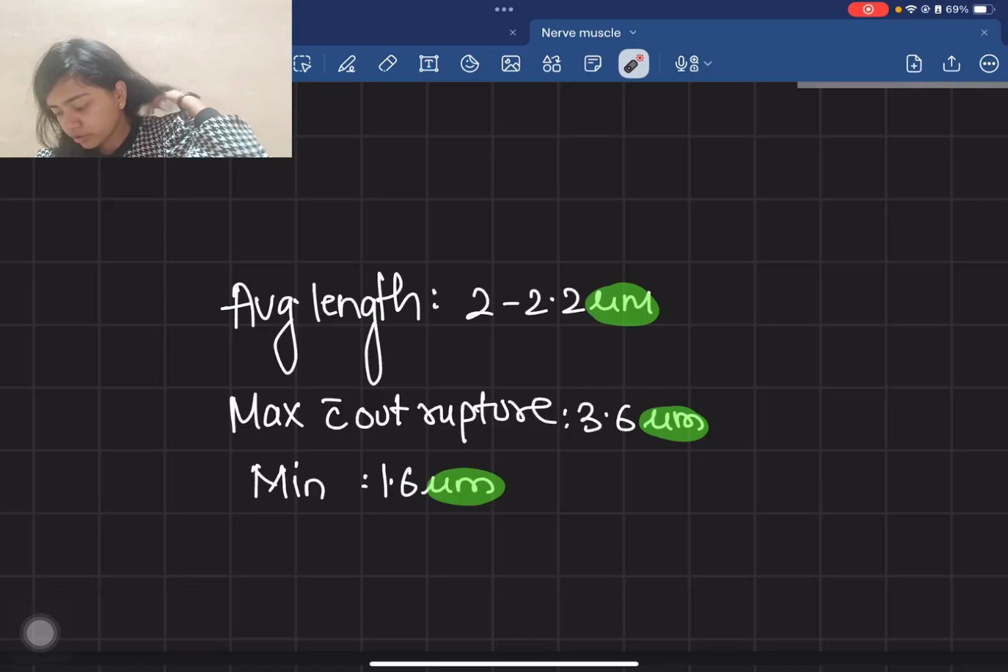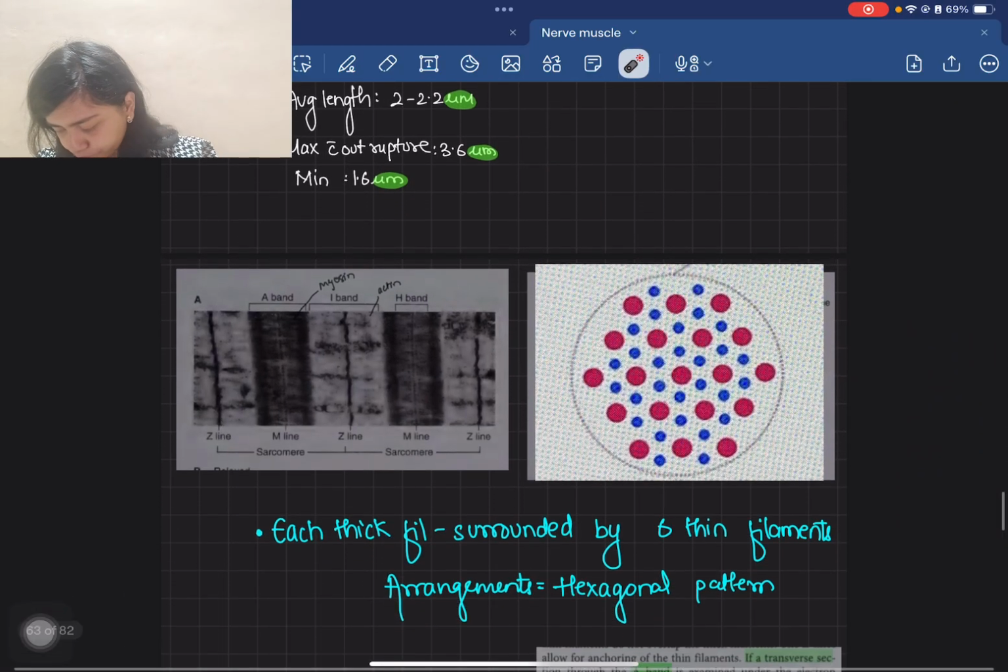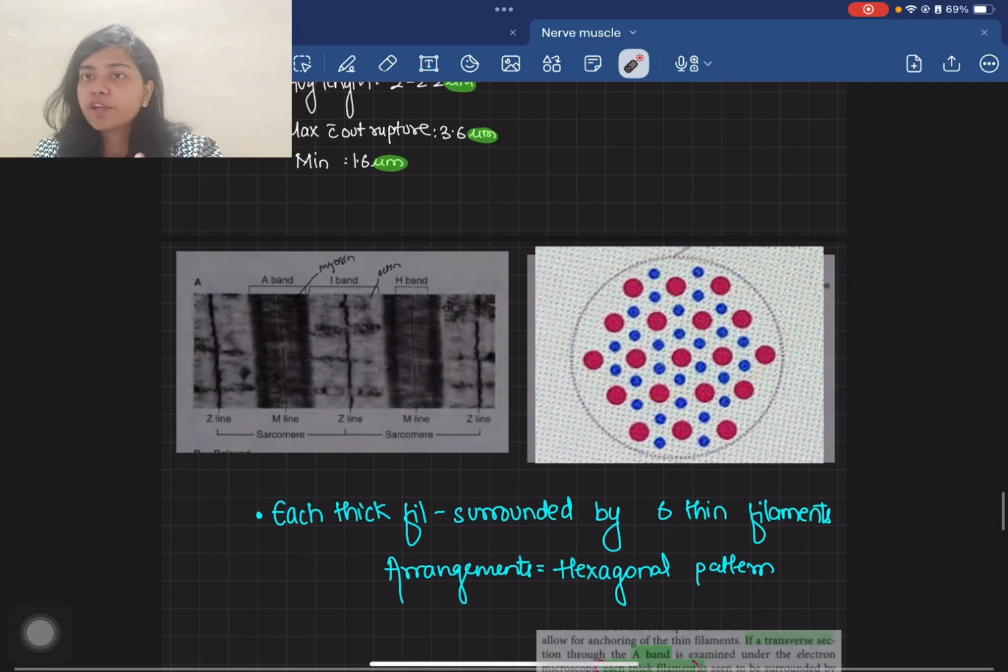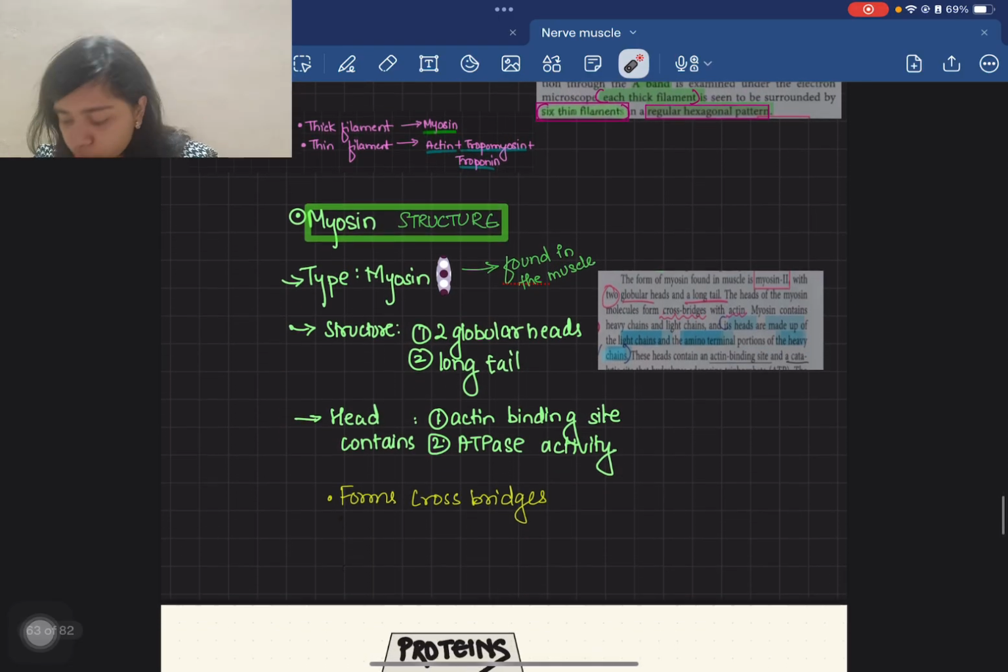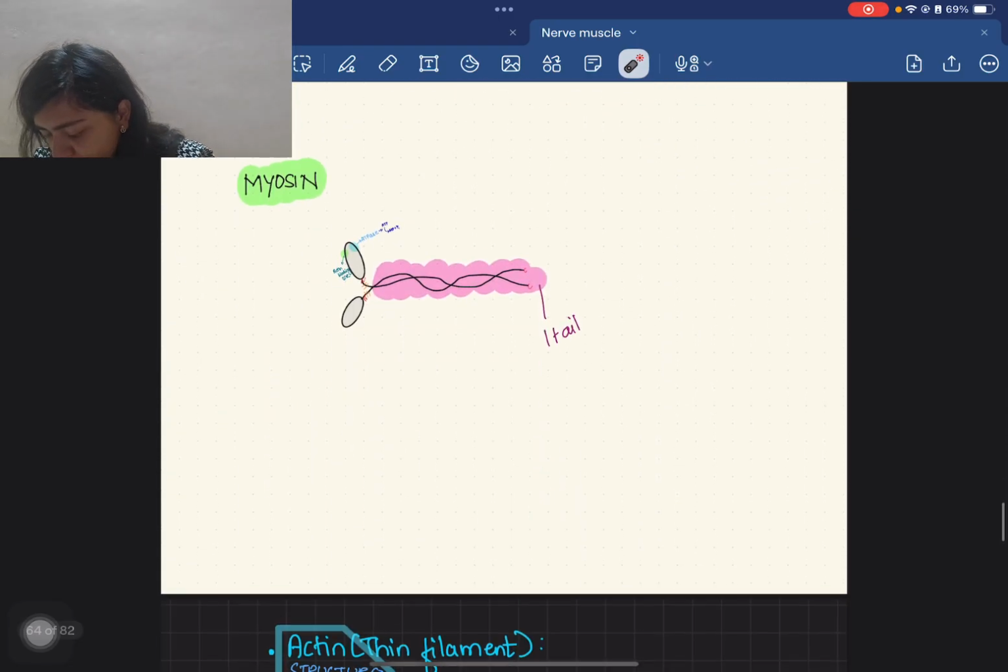Okay, if options confuse you by giving nanometer and so on, I'll be talking about all this in the next video, because this is regarding the arrangement of actin and myosin. Another thing which I want you to pay attention to is that actin and myosin are the major proteins.